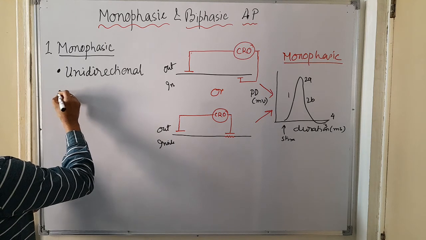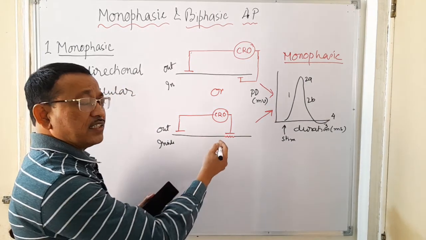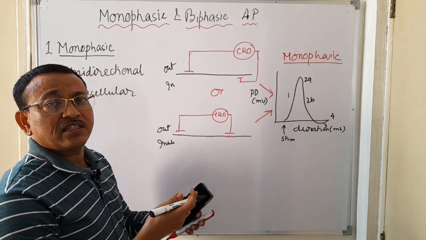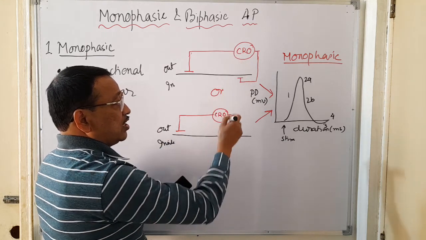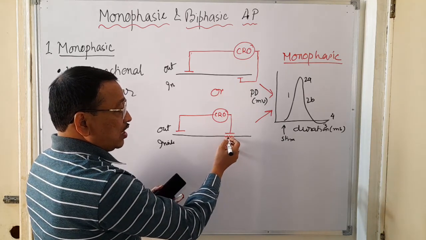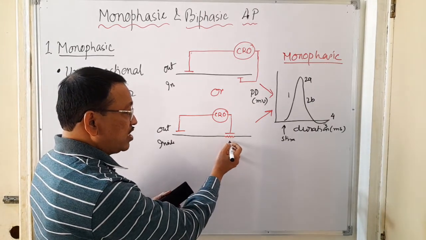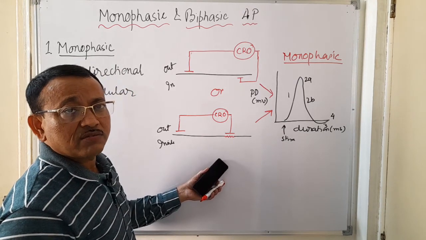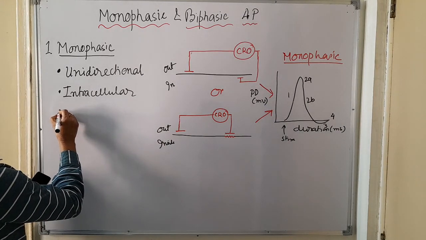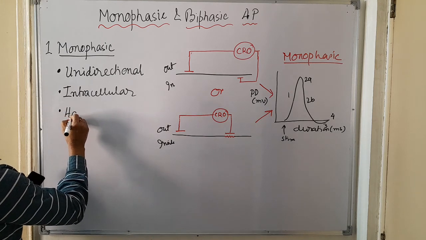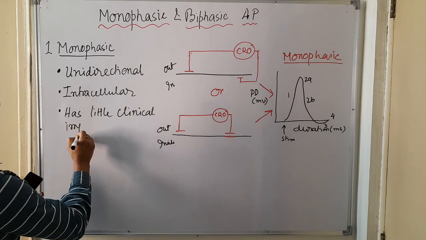And this is also intracellular recording. Because in this case, the inside of the cell membrane is getting connected. In the first case, the second electrode is pierced through the cell membrane, and thereby it is intracellular recording. In this case also, as the cell membranes are damaged, there is no need to pierce it or insert the electrode inside, but it is getting contact with the intracellular fluids, and thereby it is intracellular recording. And this type of action potential has little clinical importance.